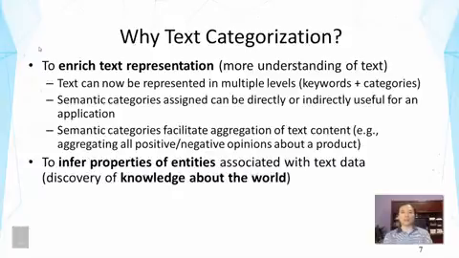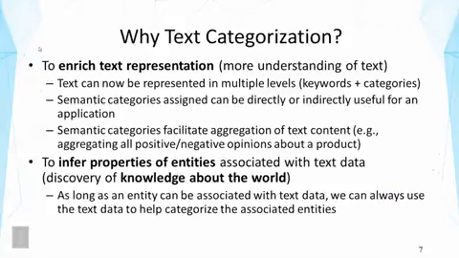The second kind of reason is to use text categorization to infer properties of entities. And text categorization allows us to infer the properties of such entities that are associated with text data. So this means we can use text categorization to discover knowledge about the world. In general, as long as we can associate the entity with text data, we can always use the text data to help categorize the corresponding entities.